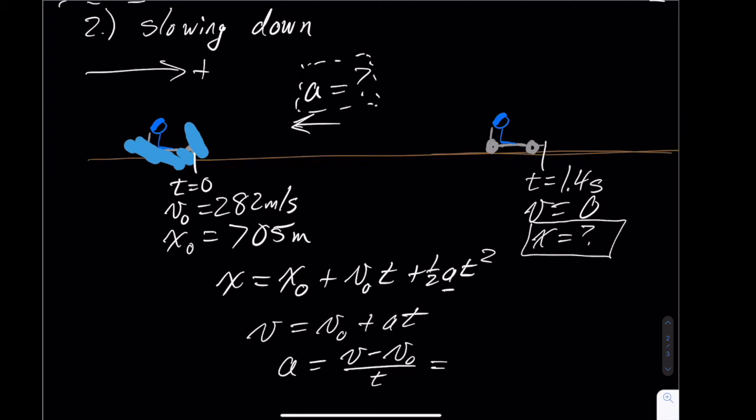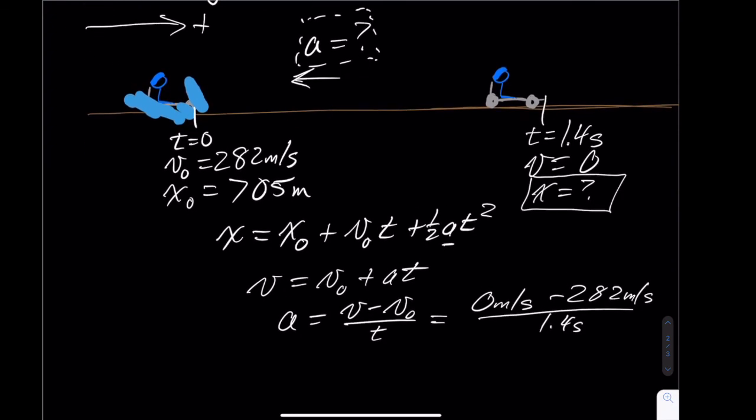Now, it's important to remember which one is the final velocity. The final velocity is 0 meters per second. The initial velocity is 282 meters per second. And the time is 1.4 seconds. Okay, so 0 minus 282, that's a negative number. And when I divide by 1.4, I get that the acceleration is equal to negative 201 meters per second squared. I put that in my dotted box because it's interesting, but it's not what the problem was asking for. And just to compare, this is basically 20 Gs.